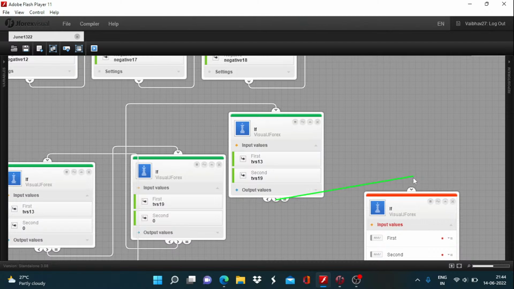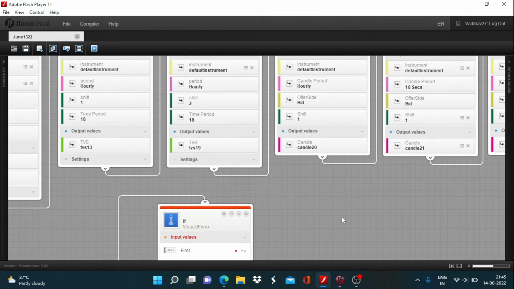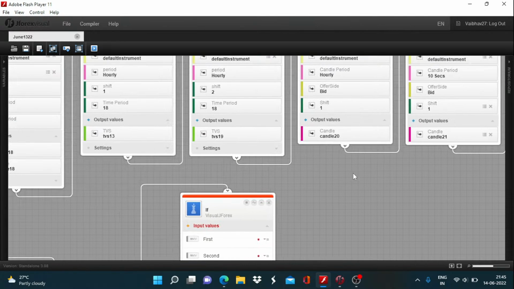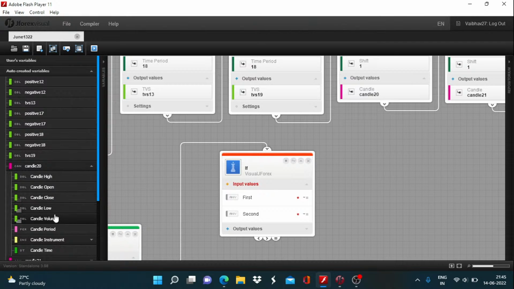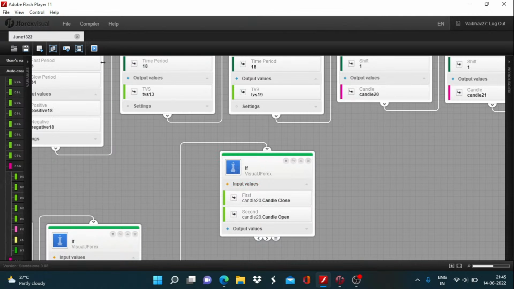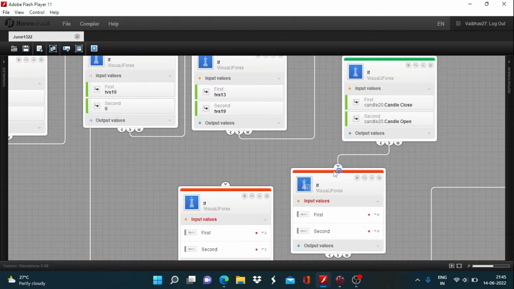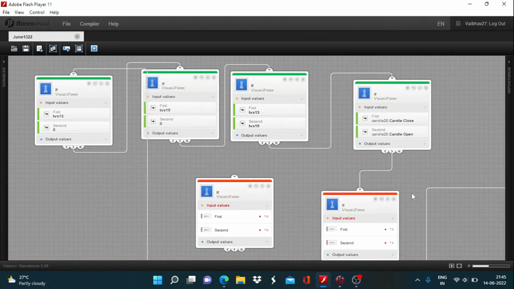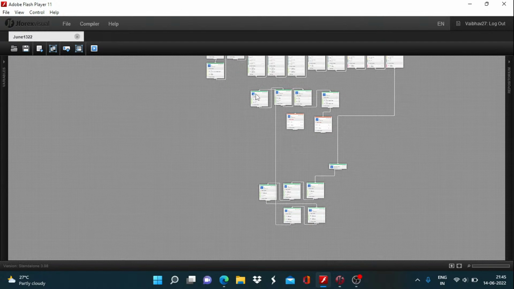First input again needs to be greater than second input. Alright, then the last hour's candle close will have to be greater than the opening price. So we have to compare candle 20's closing and opening price. Candle 20 candle close, and candle 20 candle open. Alright. So here the first input needs to be greater. So we have defined most of the parameters involving the acceleration deceleration oscillator and time segmented volume indicator.